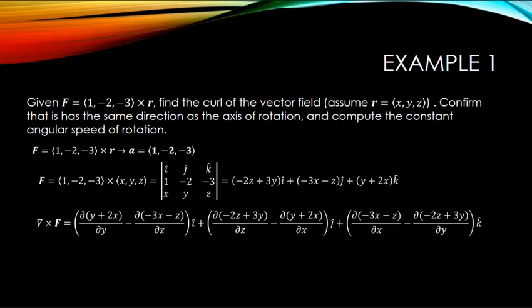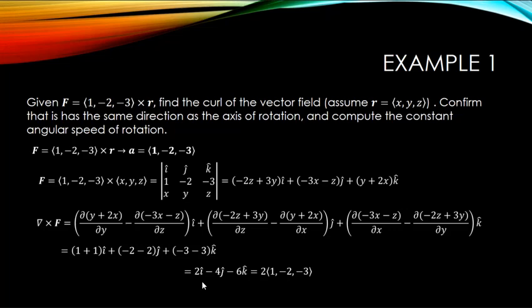Del cross F becomes the partial of y plus 2x with respect to y minus the partial of -3x minus z with respect to z in the i hat direction, plus the partial of -2z plus 3y with respect to z minus the partial of y plus 2x with respect to x in the j hat direction, plus the partial of -3x minus z with respect to x minus the partial of -2z plus 3y with respect to y in the k hat direction. This gives me 1 plus 1 in the i hat direction, plus -2 minus 2 in the j hat direction, plus -3 minus 3 in the k hat direction. The simplified vector form is 2 i hat minus 4 j hat minus 6 k hat.